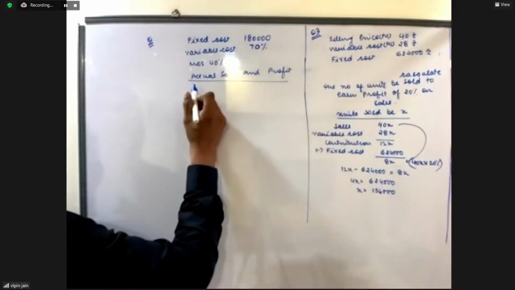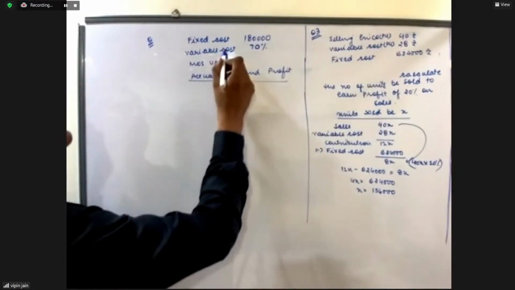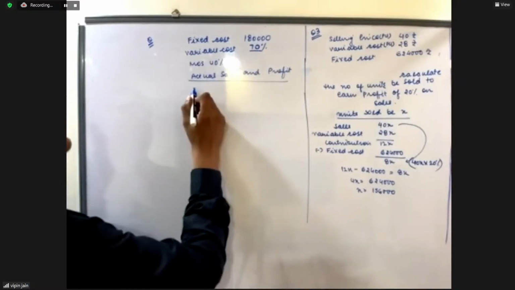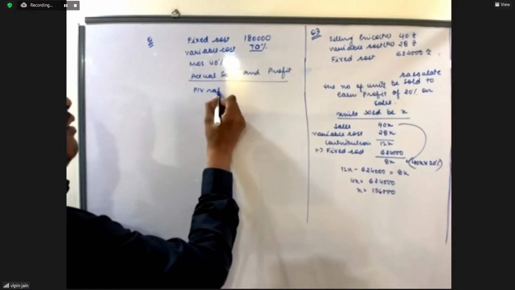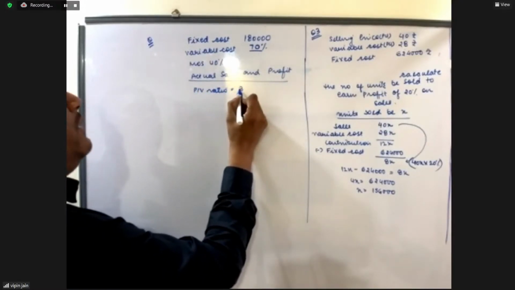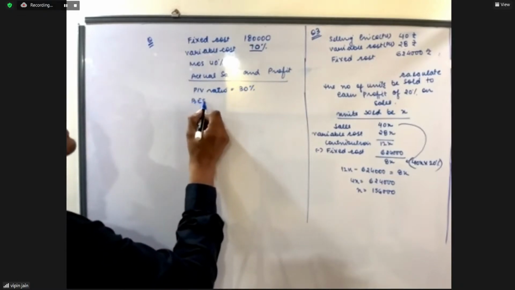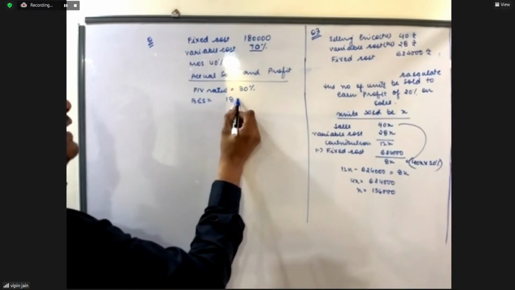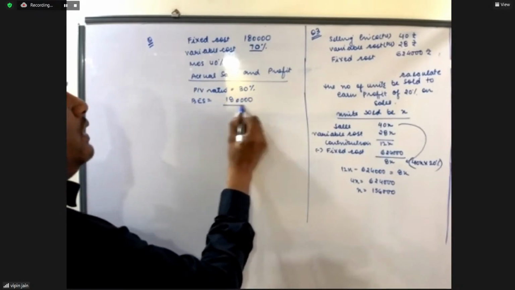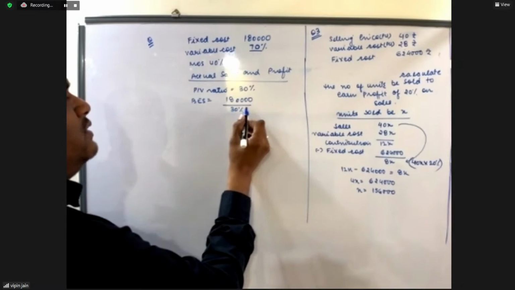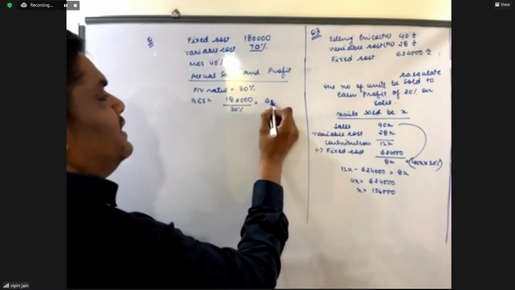So here my fixed cost is 1,80,000. My variable cost is 70%. It means my PV ratio will be 30%. So my break-even sales will be 1,80,000 divided by 30%. So this will be 6 lakh.